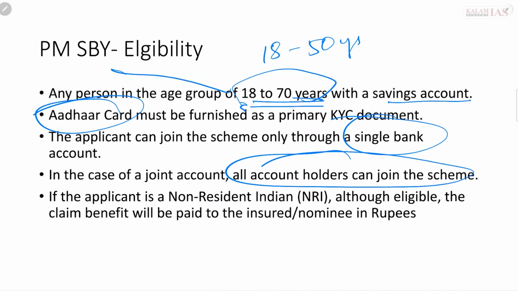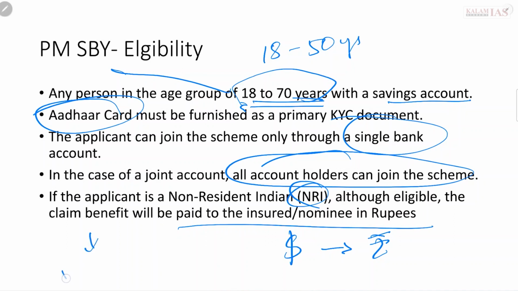If the applicant is a non-resident Indian or an NRI, although eligible, the benefit will be paid to the insured's nominee in rupees. Okay, so let's say you are living in the US and an injury occurs, you will be required to pay in US dollars, but you will only be paid in rupees. The rest is your own issue. However, NRIs can also contribute. It is not limited to citizens only. This is very helpful, especially for the workers in the Gulf region who at times might fall sick and are anyway not being paid very high wages. They also get to benefit.